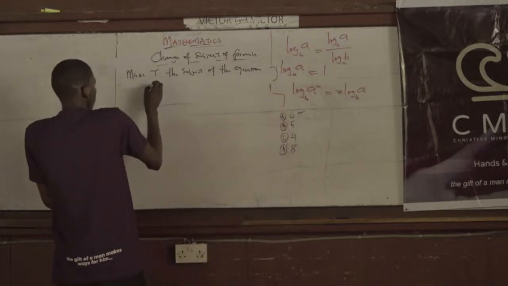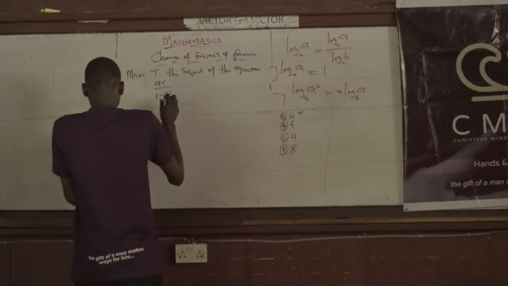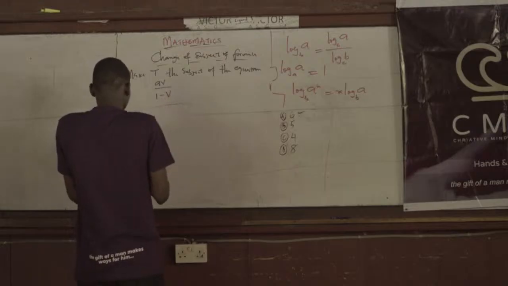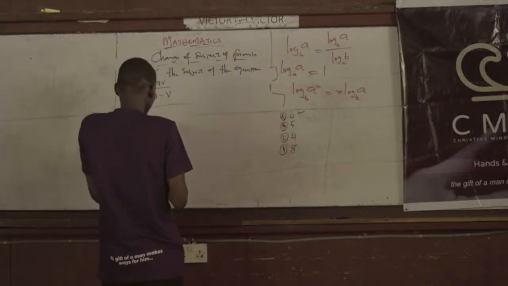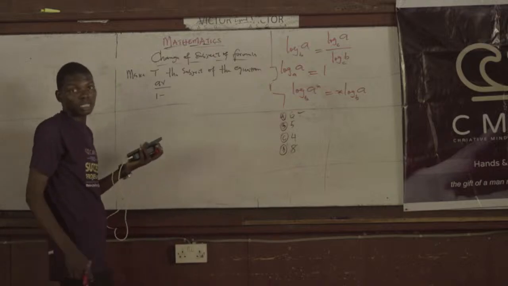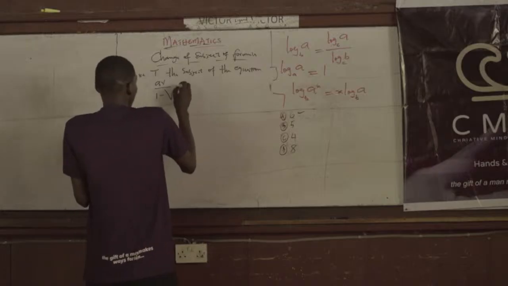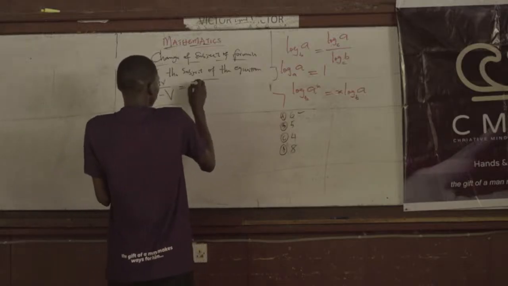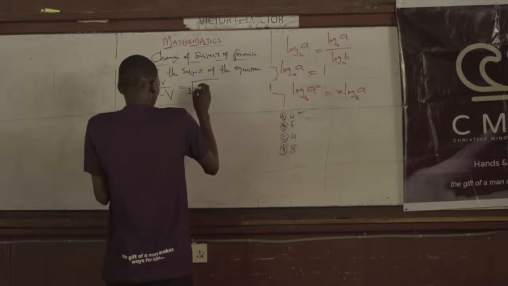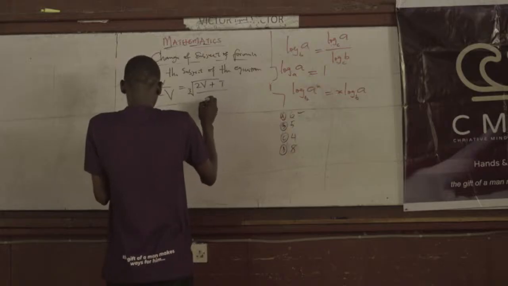So what do we have? We have AV over 1 minus V. Here we have capital letter V and small letter v. The one in the numerator is actually small letter v, so 1 minus capital letter V, which is equal to the cube root of 2V, which is capital, plus T, everything over, oh, we cannot see this.